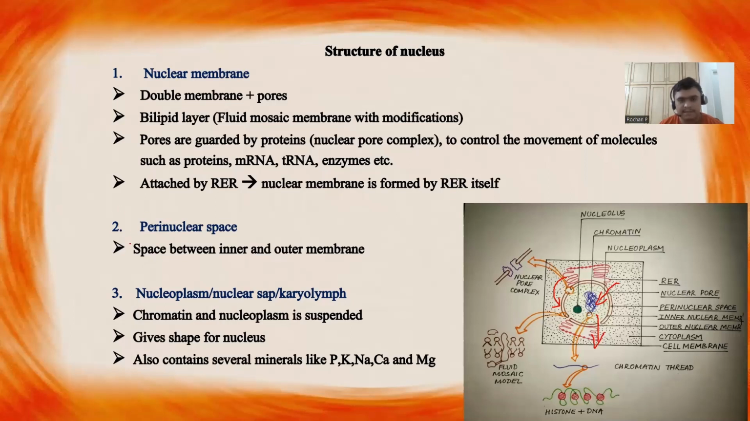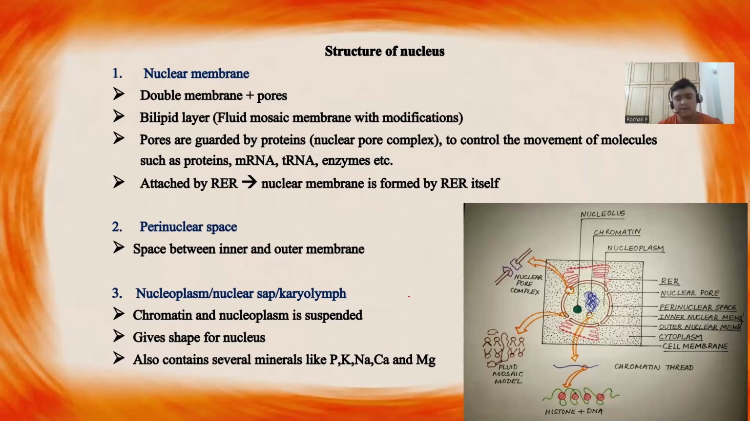region or structure which we find in the nucleus is the perinuclear space. Very simple. In this diagram, you can see between the inner membrane and the outer membrane, you have this gap. This gap is called the perinuclear space. So the region between the inner and outer nuclear membrane is called the perinuclear space. That's all.